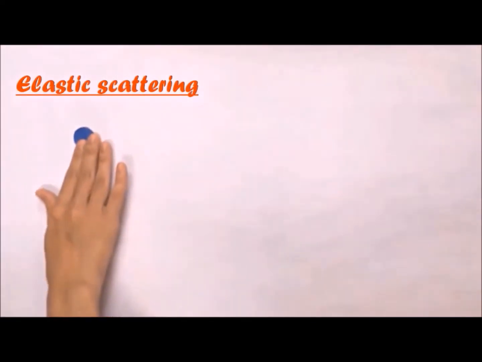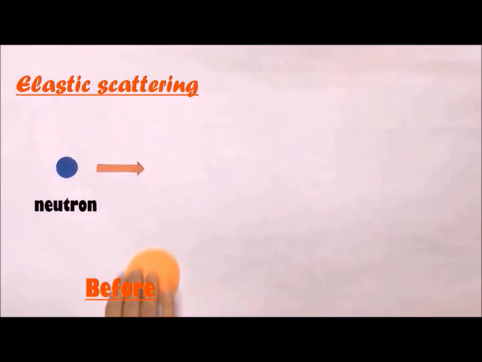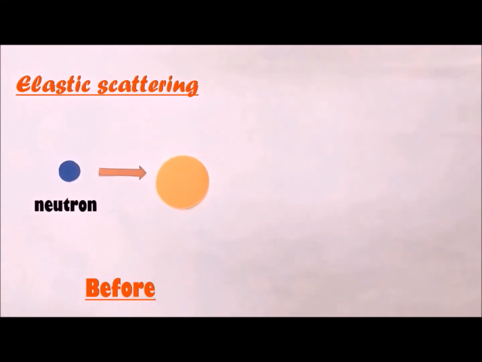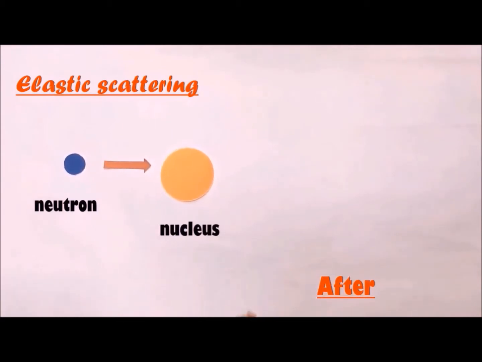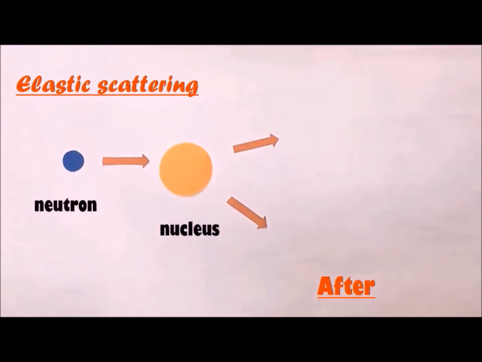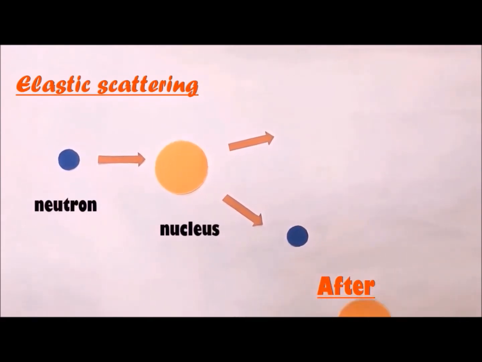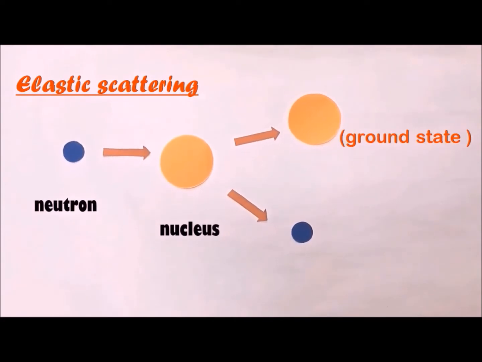For elastic scattering, the neutron and nuclide collide and share their kinetic energy. Total kinetic energy before and after collision are the same. They rebound with different speed compared to their original speed. The residual nucleus is not in an excited state, whereas it remains in the ground state.